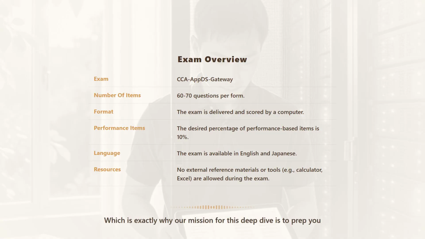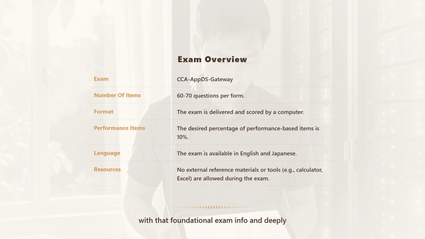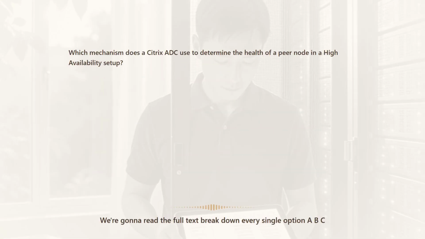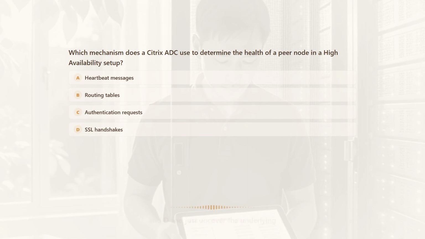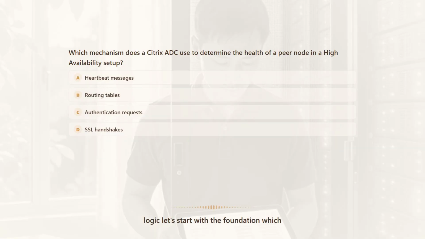Which is exactly why our mission for this deep dive is to prep you with that foundational exam info and deeply analyze 5 actual practice questions. We're going to read the full text, break down every single option, A, B, C, and D, and uncover the underlying logic. So let's start with the foundation, which is building a resilient system. Question 1. Go through it.